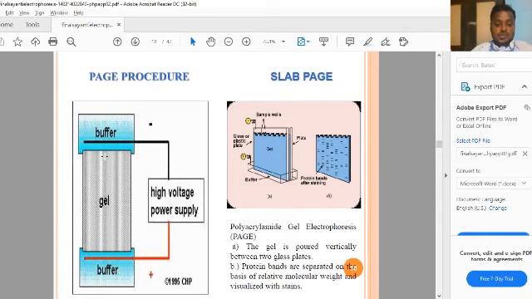For the PAGE procedure, we can see in the picture, one side is the buffer, another is the second container having the buffer, and between them the support medium, the gel. You give the high voltage power supply, and the samples move from the negative to the positive side.